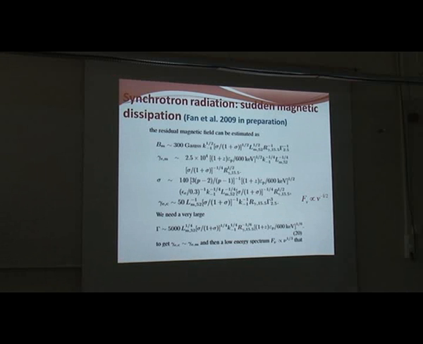You can say, even for a bulk Lorentz factor of about 300, I think this is really reasonable. It has to be very large. I think 10 to the 14 should be a typical parameter.